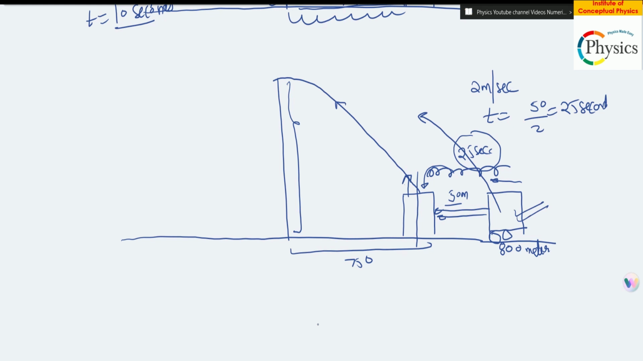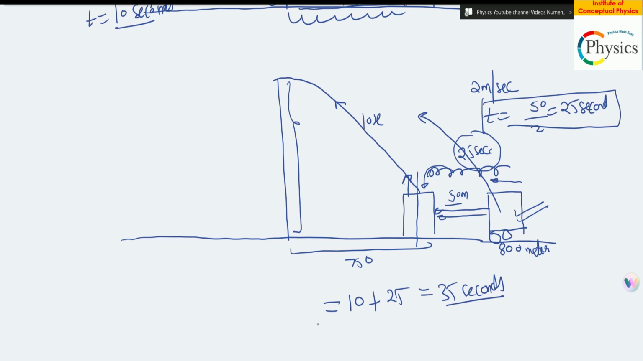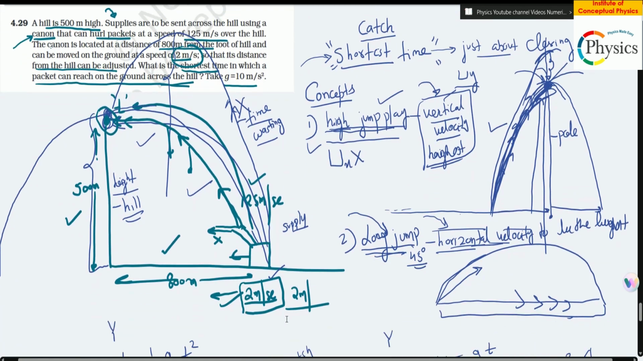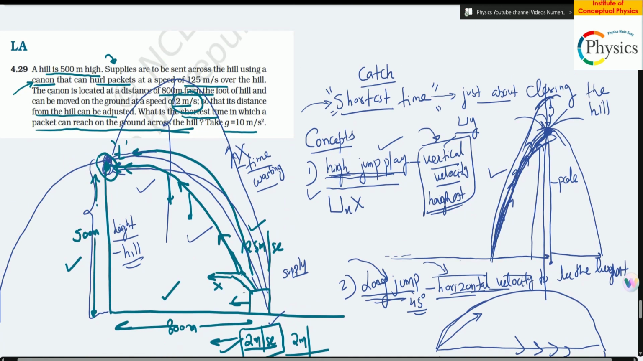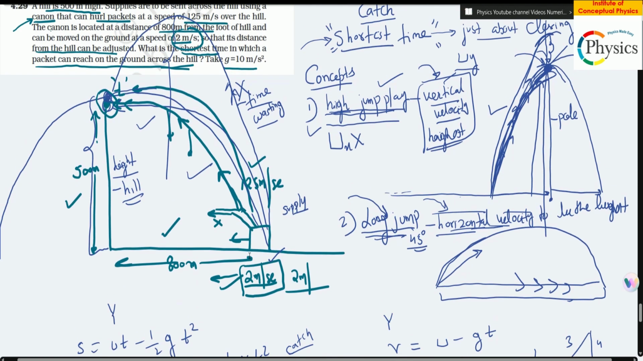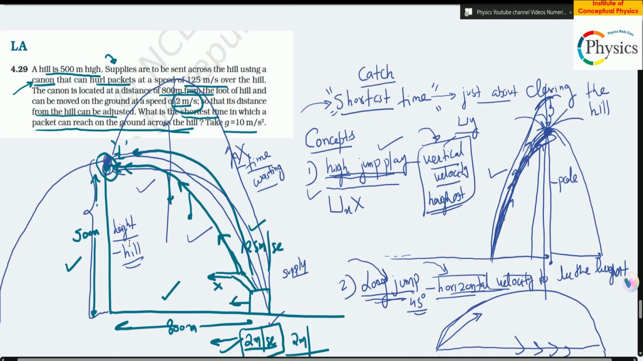So you have two times. One is the time of flight, which is this 10 seconds, and then you have extra time, where the cannon has to move, 25 seconds, so 25 plus 10 is equal to 35 seconds. 35 seconds is the total time which this particular material will take to reach the highest point, right? So if you have packets which you want to throw at the highest level, don't blindly start throwing them from a distance of 800 meters. Throw them at a distance of 750 meters. Also understand this particular time.